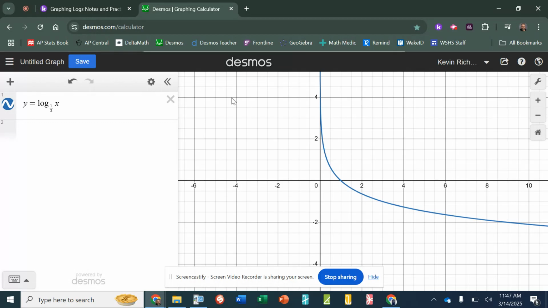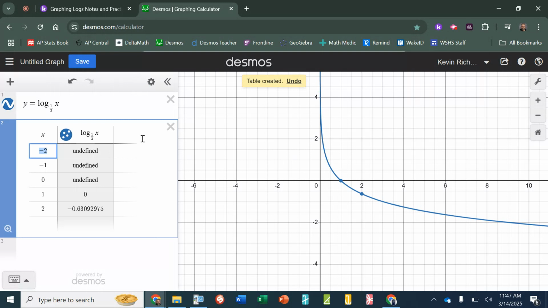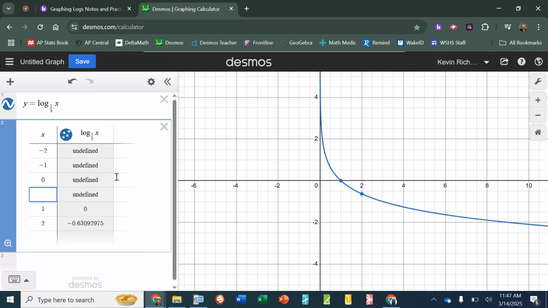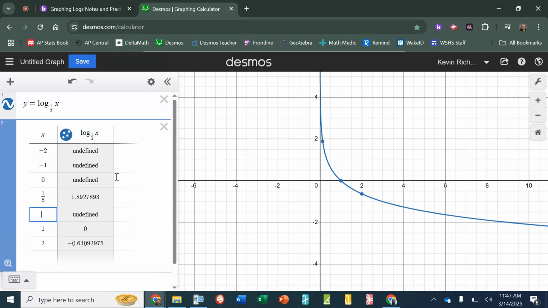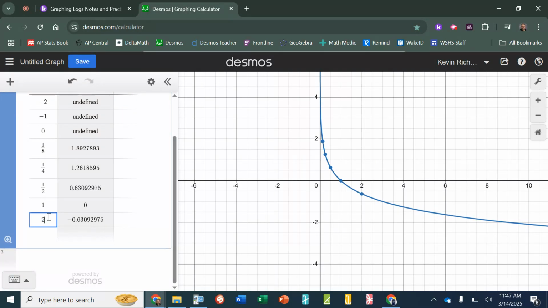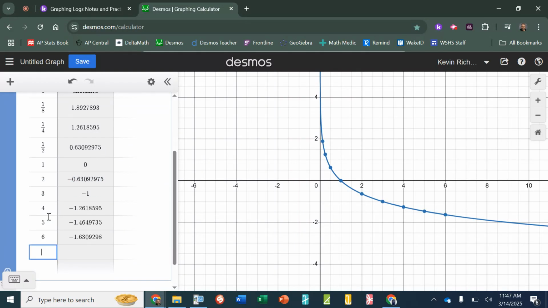So let's go back and talk about our domain. And we're going to start talking about the key features here, or the characteristics. So notice my domain, I still can't take, and let's even make the table for it. Here we go. I still can't take the logarithm of a negative number. So I can see at 0 it was still undefined. So I could do like 1/8, 1/4, 1/2. And then we could come down and do some more of them. We could come down here and do 3, 4, 5, 6, 7, 8. And let's do 9. Why not?